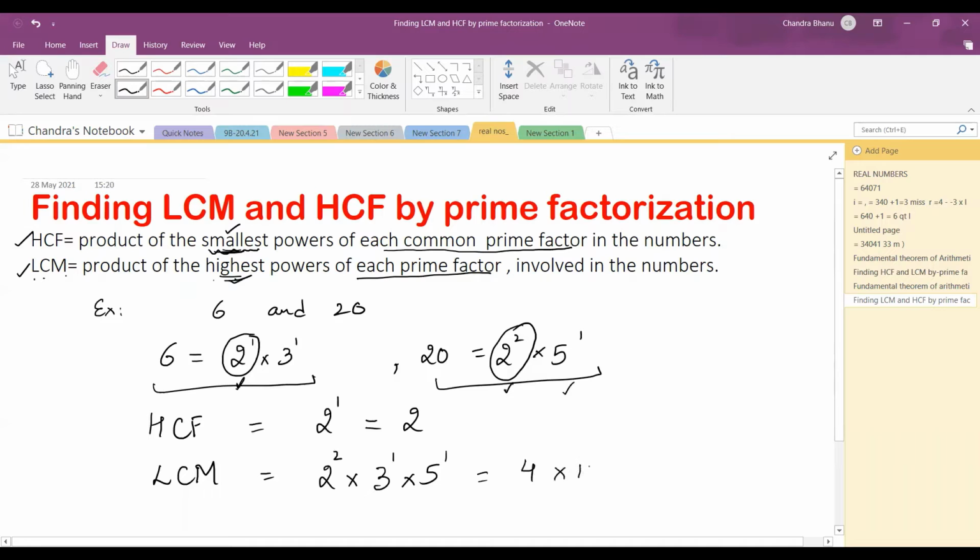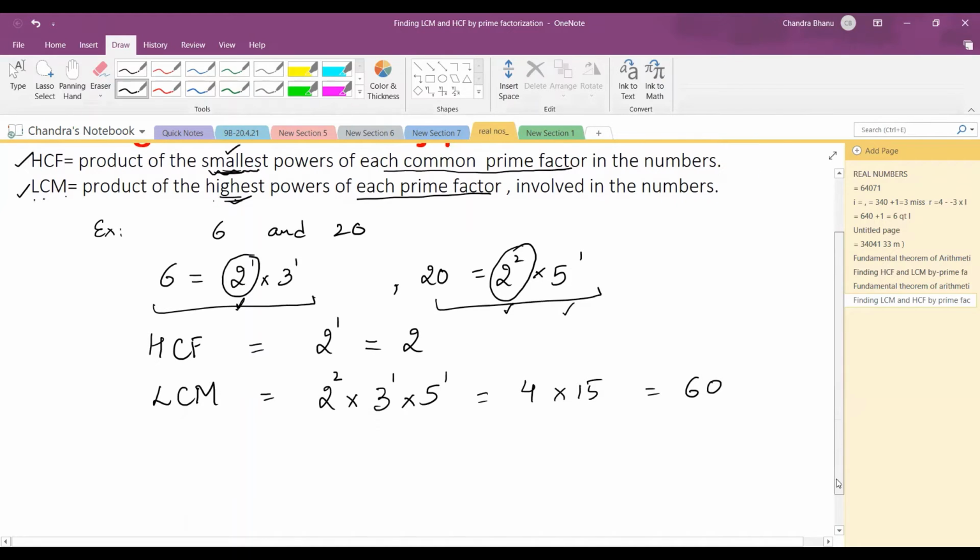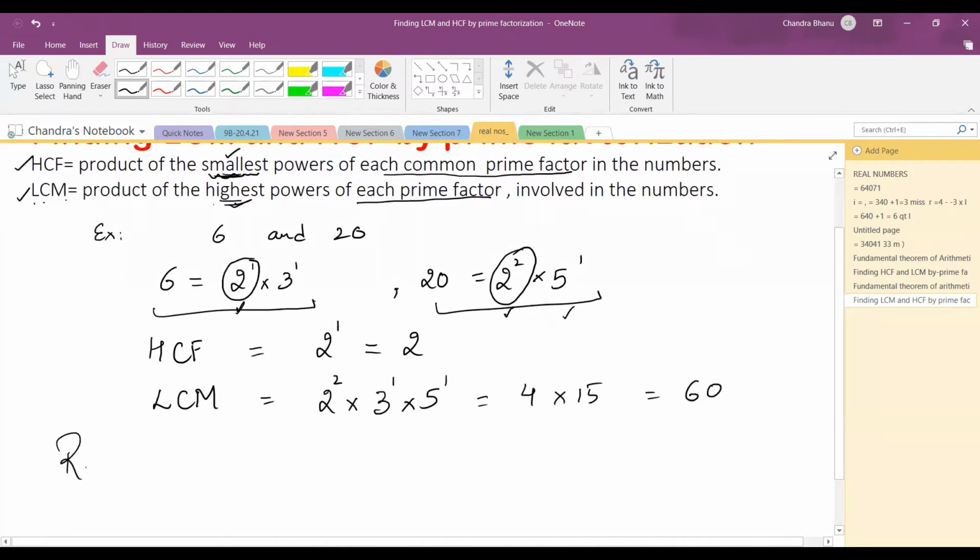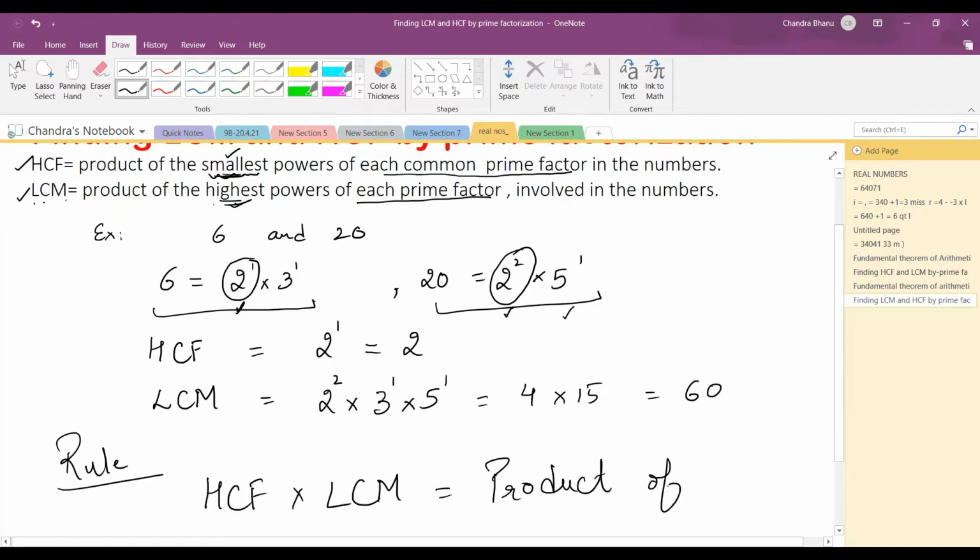So this answer is 60. So my HCF is 2 and my LCM is 6. We are also going to discuss one rule regarding HCF and LCM. HCF into LCM is equal to the product of the numbers. Let's verify it with the help of this example only.